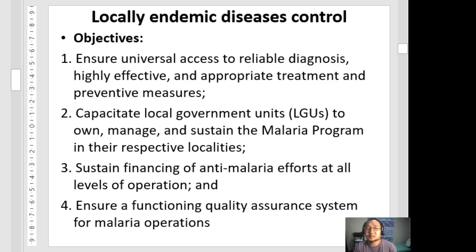Okay? So, what are the objectives of this program? This is to ensure universal access to reliable diagnosis, highly effective and appropriate treatment, and preventive measures. So, first, access to reliable diagnosis. I've mentioned already the diagnosis considered in our references. In our reference, it is BSMP or blood smear, malarial parasite, or blood smear in other references. Getting samples, studying it under microscope, looking into the microscope if there's presence of the causative agent.